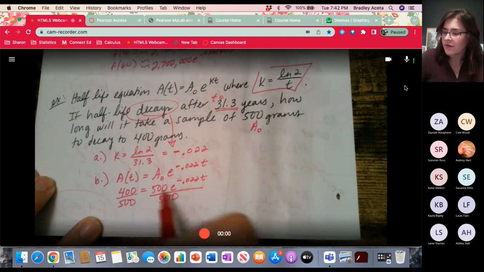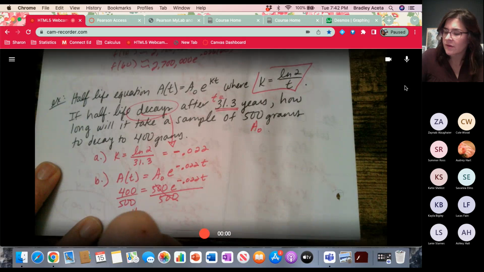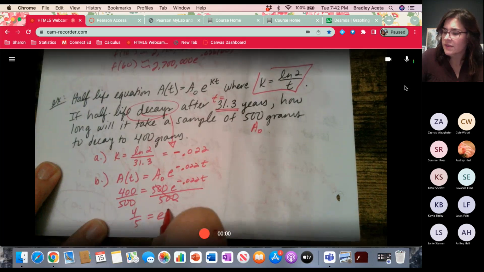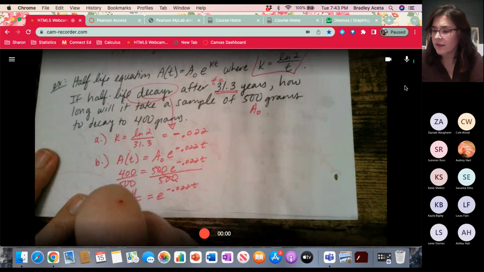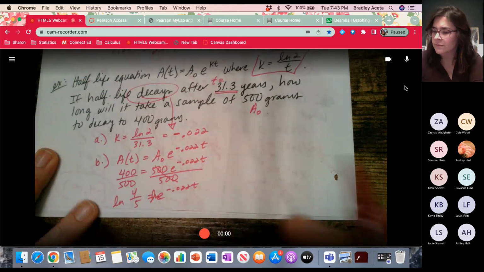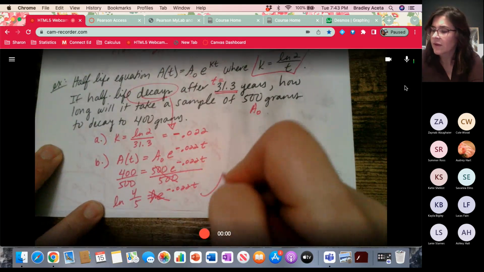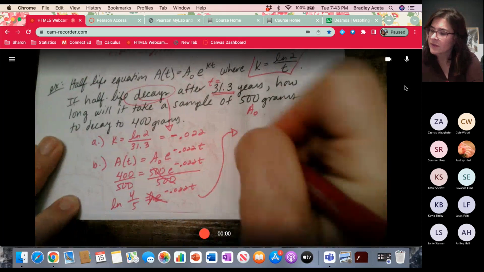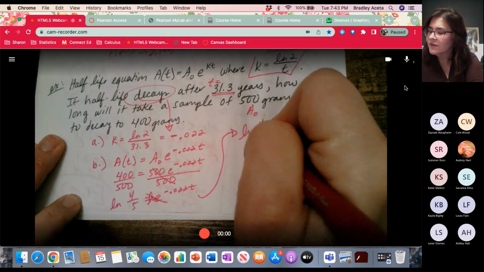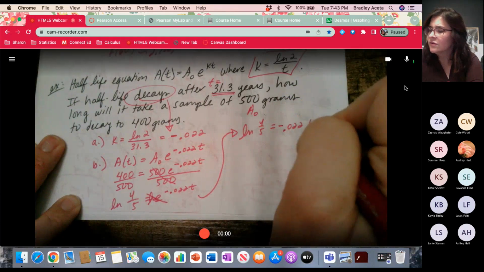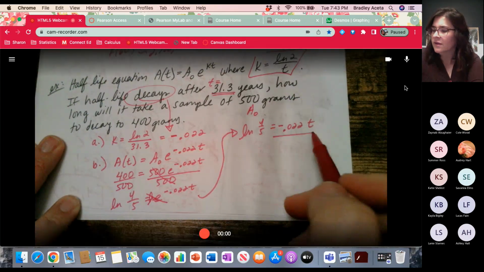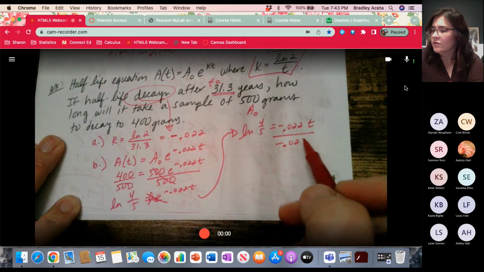Let's divide out that 500. 4/5 equals e to the negative 0.022t. How do I undo an e? I ln it. I'm running out of room, let me go up here. So this would be the ln of 4/5 equals negative 0.022t. And then divide by negative 0.022.